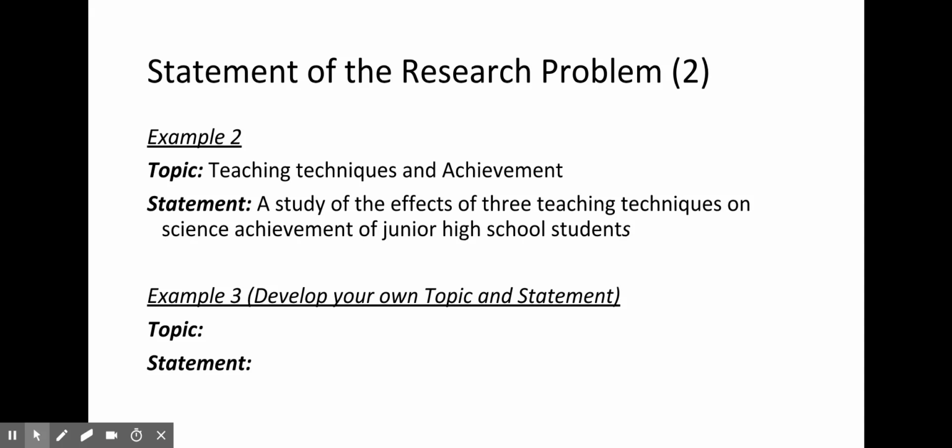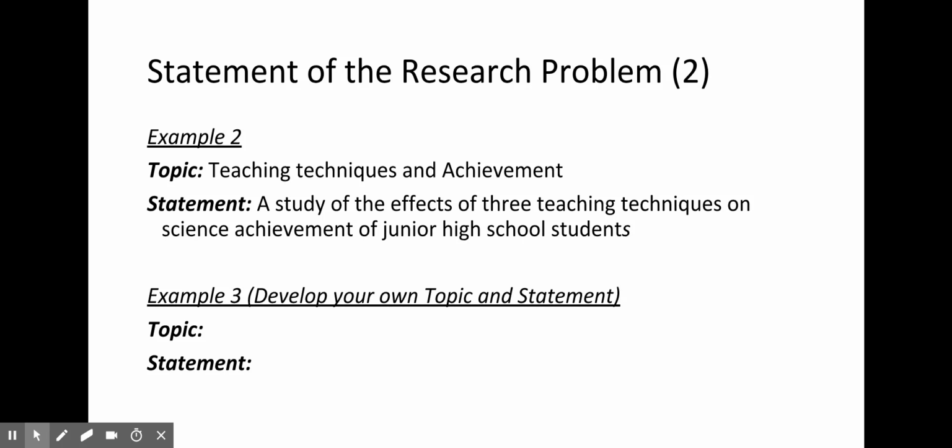And a statement could be: a study of the effects of three teaching techniques on science achievement of junior high school students in the United States. That is more like a longer version of a statement, right?